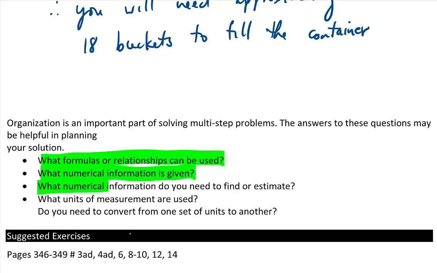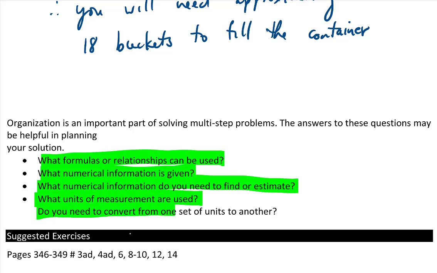What do you need to find or estimate? So always know what it is you're looking for. What units of measurement are used? And the last thing is, do you need to convert? So when you're going through your homework questions, there may be some that require conversions.